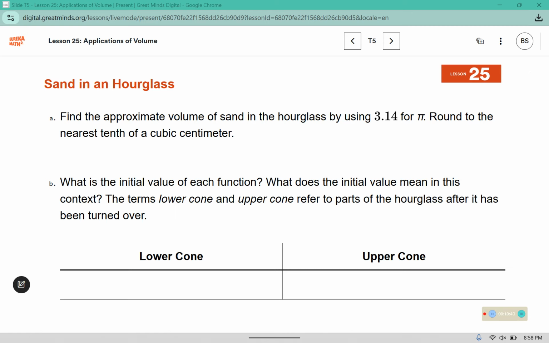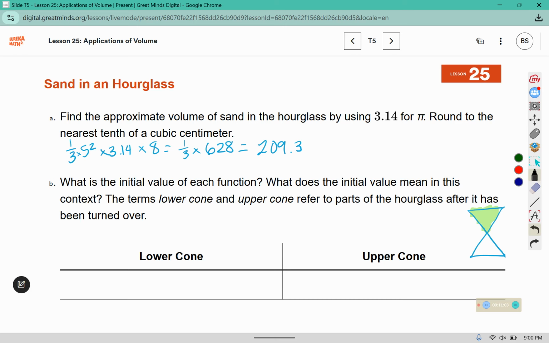B says, what is the initial value of each function, and what does the initial value mean in this context? The terms lower cone and upper cone refer to the parts of the hourglass after it has been turned over. So when we first flip it over, the lower cone has no sand in it, so the initial value is 0. And it represents that there's no sand in the lower cone right when we turn it over. The lower cone is empty.